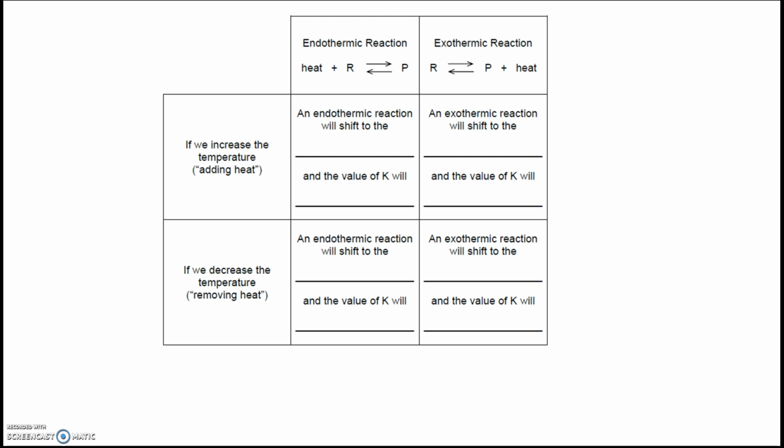I've got an endothermic and an exothermic reaction. This is just taking the results from the previous discussion and filling in the blanks here. So for an endothermic reaction, if I increase the temperature by adding heat, I shift to the right and the value of K will increase. For an exothermic reaction, I shift to the left. The value of K will decrease.